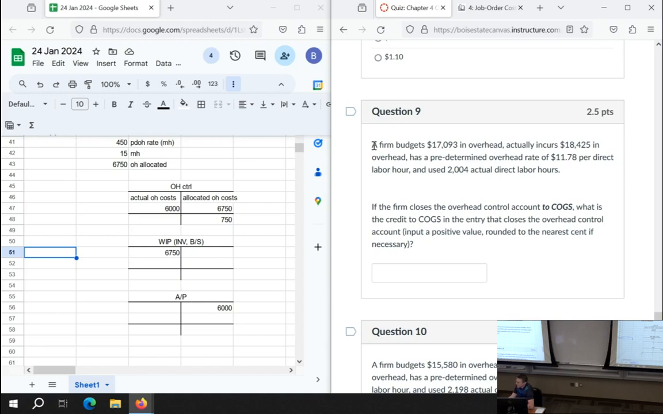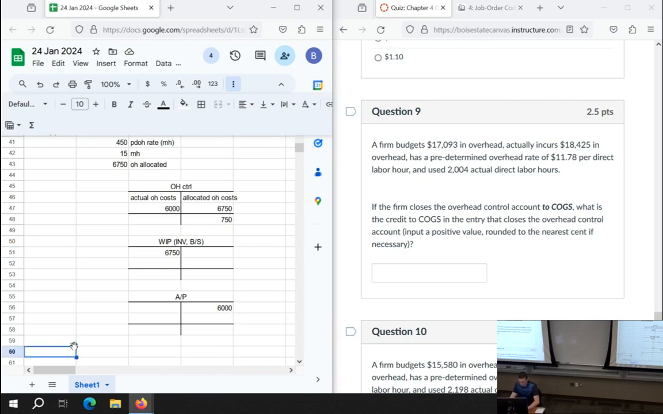This is a very long, convoluted way of asking, how much did we overapply? That's really it. We overapplied a certain amount. How much did we overapply? Because we're closing it all out to COGS, it's going to be the same number. That credit balance at the end, at overhead control, is going to be the same amount that we debit so it gets to zero and then credit over to COGS. So let's look at this COGS journal entry question.